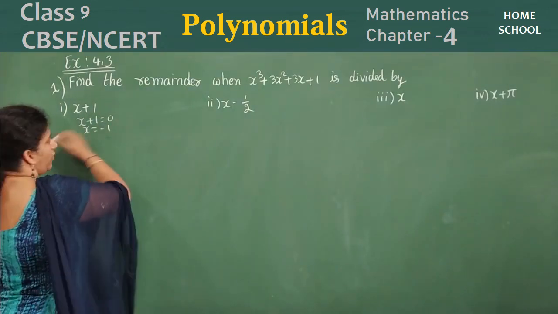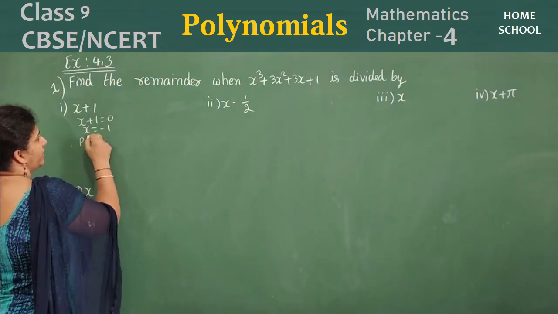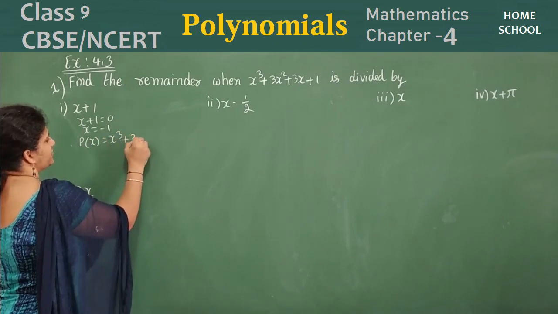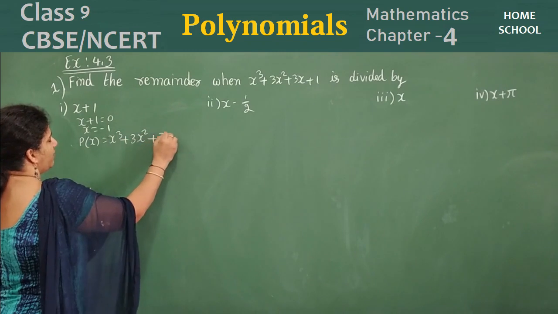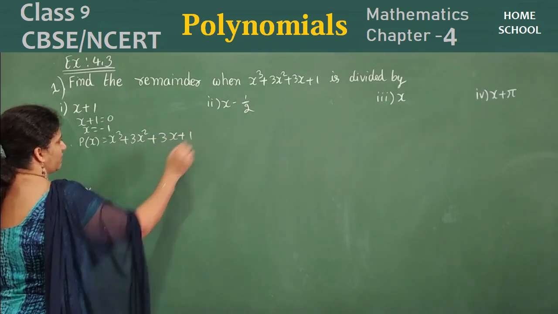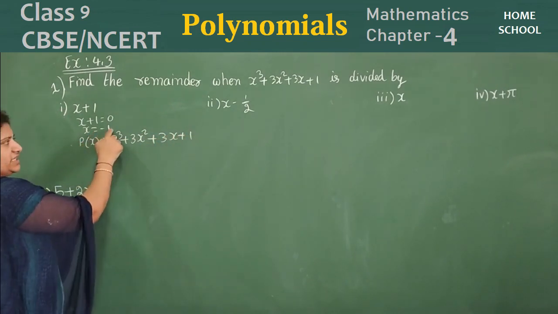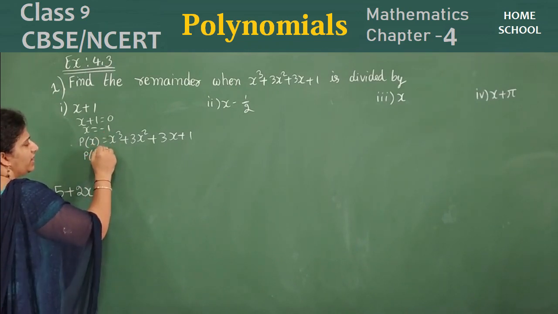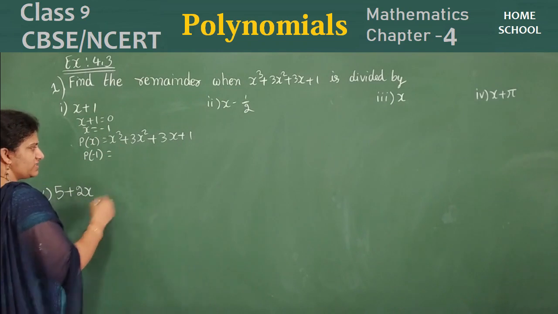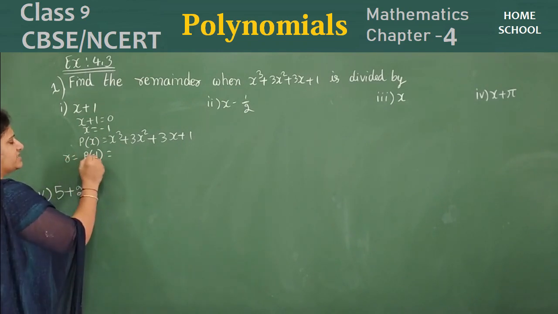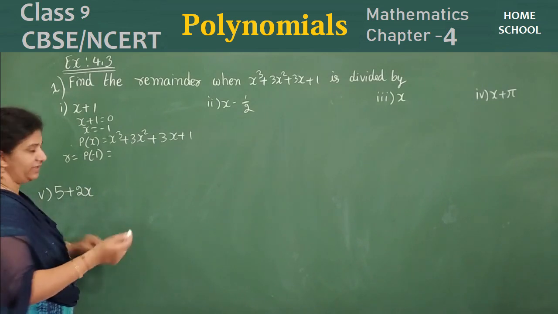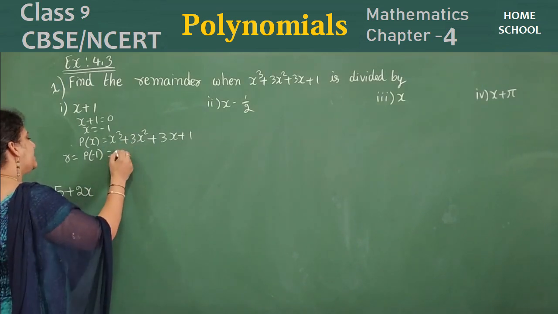Let's write the polynomial. P of x is equal to x cube plus 3x square plus 3x plus 1. Now substitute this minus 1 in x, children. Then that will become the remainder. What you get as the answer, that is your r. Or you may write r is equal to P of minus 1.